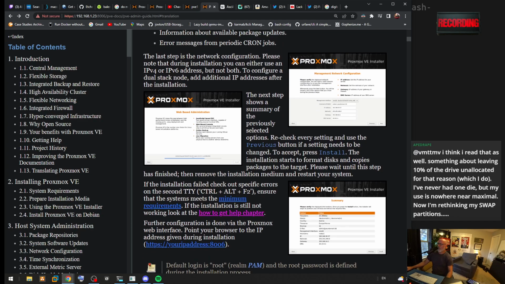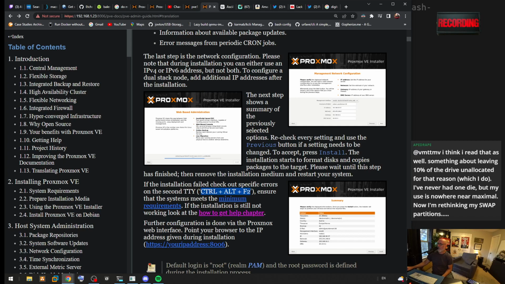I don't remember seeing these as options. Let me read it. A summary of previously selected options. Recheck everything. Previous button. To accept, press install. If the installation failed, check the specific errors on a second TTY.